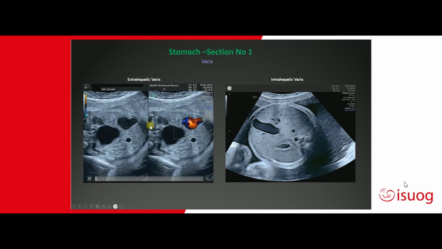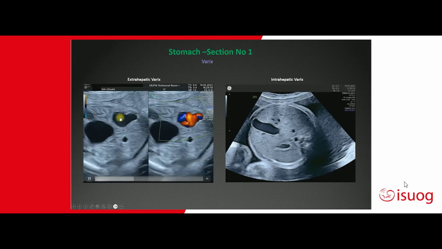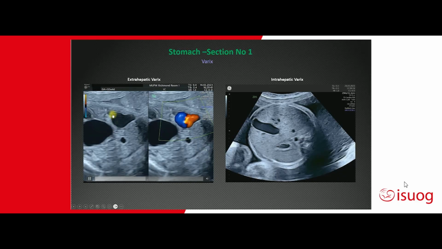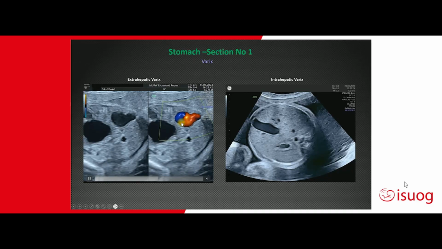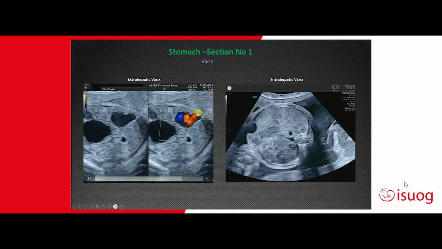continuing section number 1, it's in this view that you will pick up umbilical vein varices. We use a cutoff of more than 8 millimeters, and this is obviously more than 8, around 13 millimeters, with turbulent flow. They're not always extrahepatic. This is just after the point of cord insertion.